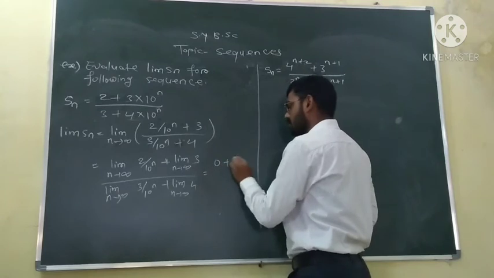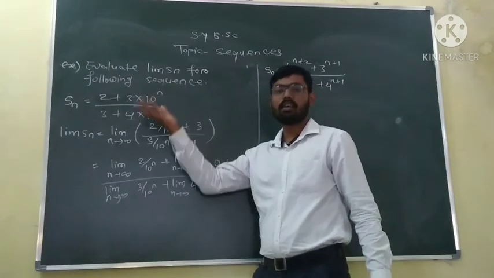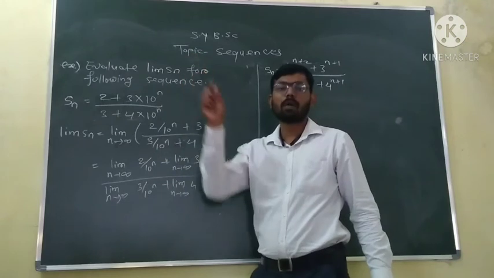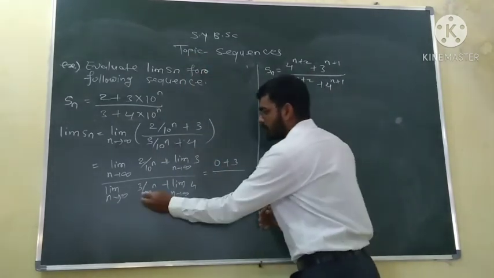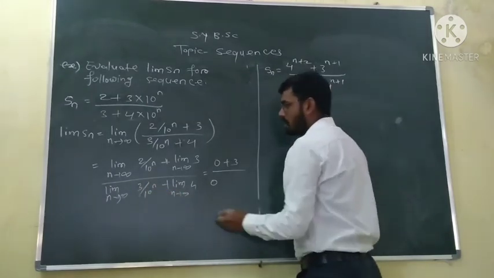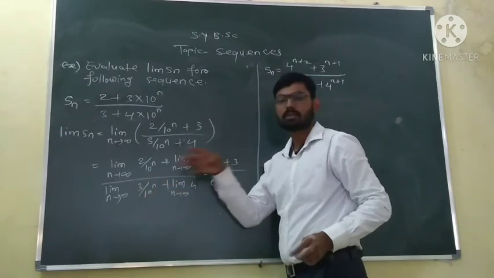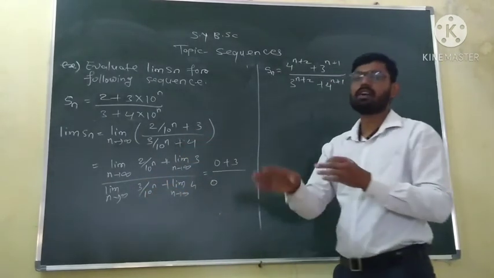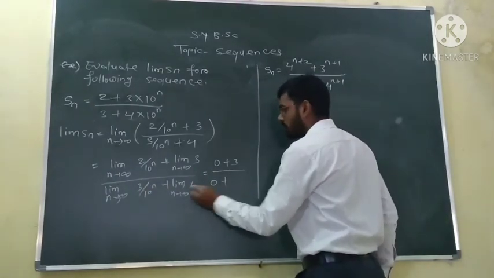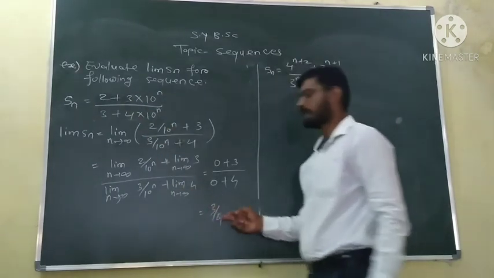Limit of this constant 3 is 3. Again as n tends to infinity, this 10 raised to power n tends to infinity, so 3 upon infinity tends to 0. Something upon infinity tends to 0, so limit of this is 0. This is 3 upon 10 raised to power n; as n tends to infinity, the denominator goes to infinity, so 3 upon infinity tends to 0. As the denominator goes to infinity, the value goes to 0. So 0 plus limit of this constant 4 is 4. So the limit is 3 by 4. So limit of this Sn is 3 by 4.